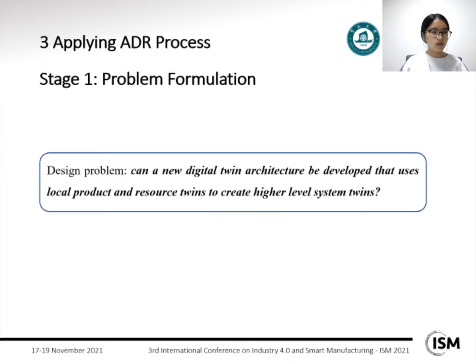So we start from the stage 1 of action design research. Digital twin is a key enabling technology for advances in manufacturing, but its use is restricted to equipment and large products produced in fixed position layouts. Given the current focus on large-scale system models and centralized data and computer structures, in this context, we start our study with the following design problem. Can a new digital twin architecture be developed that uses local product and resource twins to create higher-level system twins?